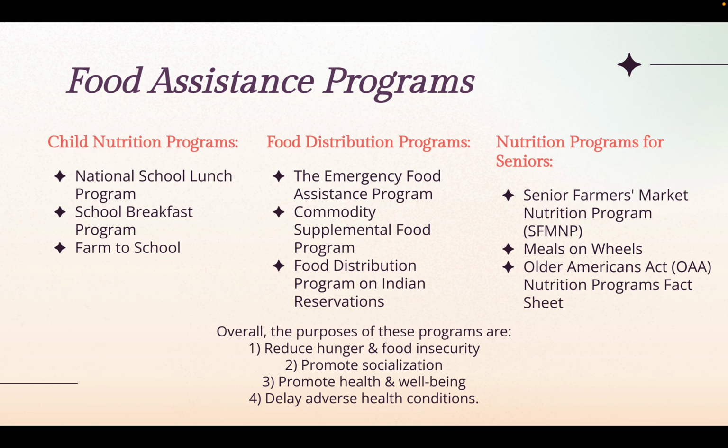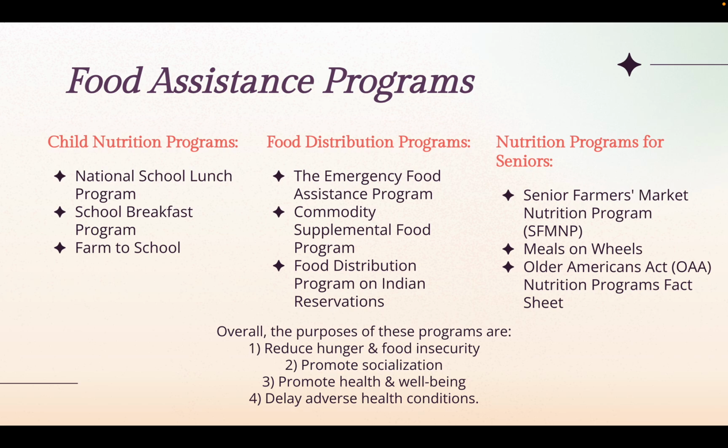First, child nutrition programs. There are several programs that are created to help children. Some of the most common include the National School Lunch Program, the School Breakfast Program, and Farm to School. Child nutrition programs help to ensure that children have access to nutritious meals and snacks in schools, summer programs, child care centers, and after-school programs.